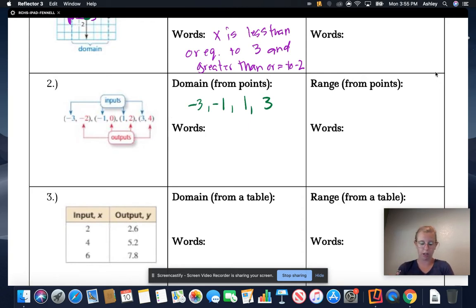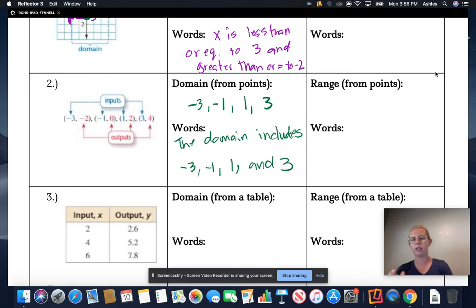In words, the domain includes -3, -1, 1, and 3. So we're just putting this into words so that our brains can understand what we're talking about here.